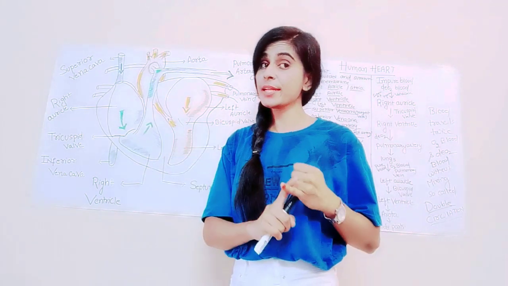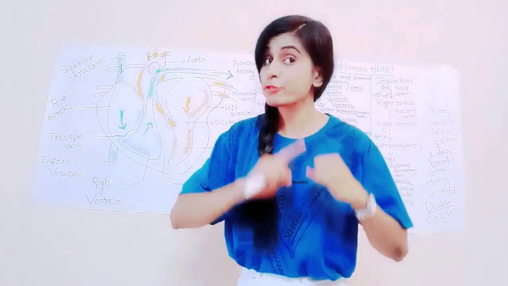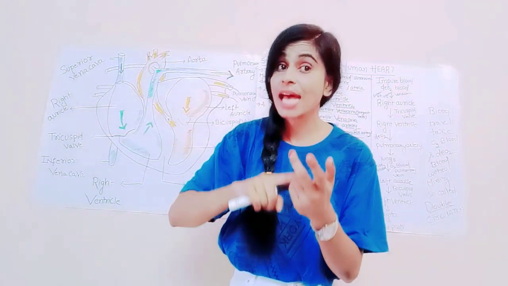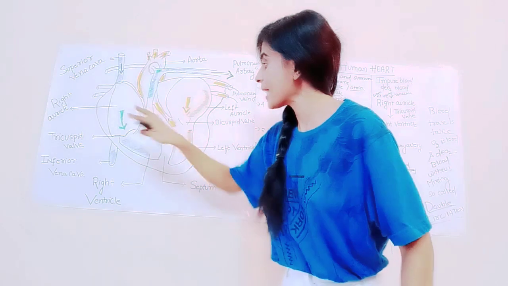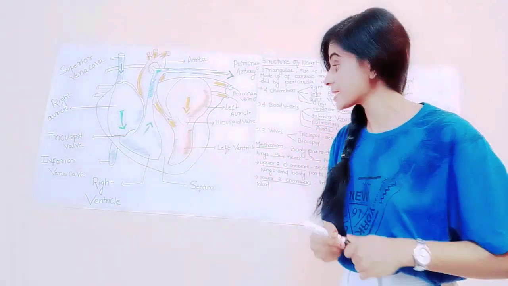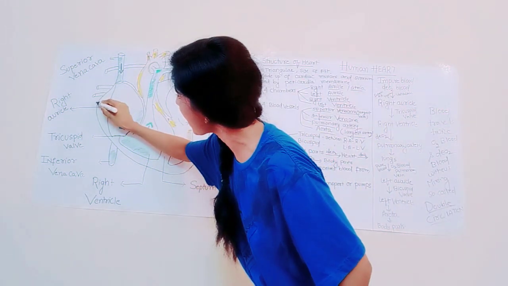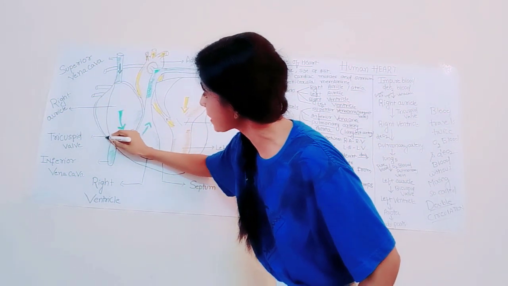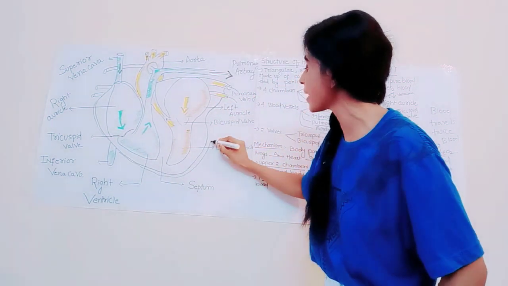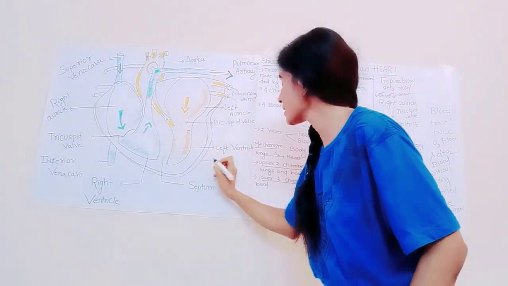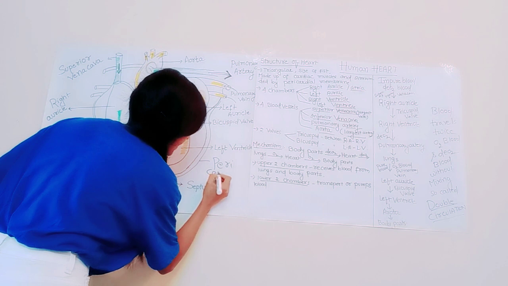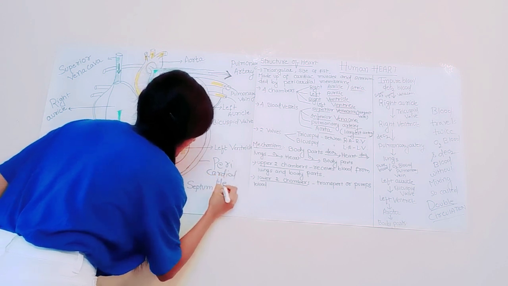What you have to note down is that the heart is triangular in shape and the size of a fist. And this heart is surrounded by a membrane. The heart is surrounded by a membrane, and that membrane is called your pericardial membrane.